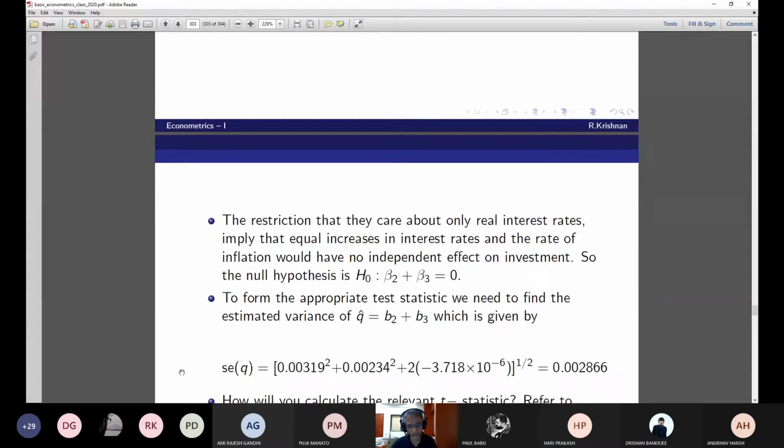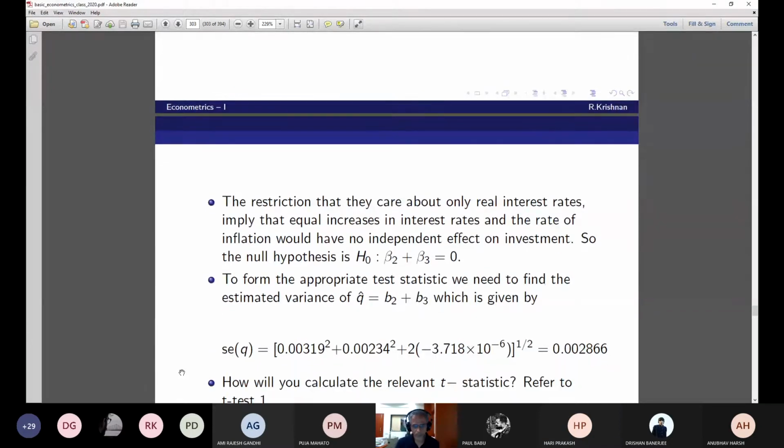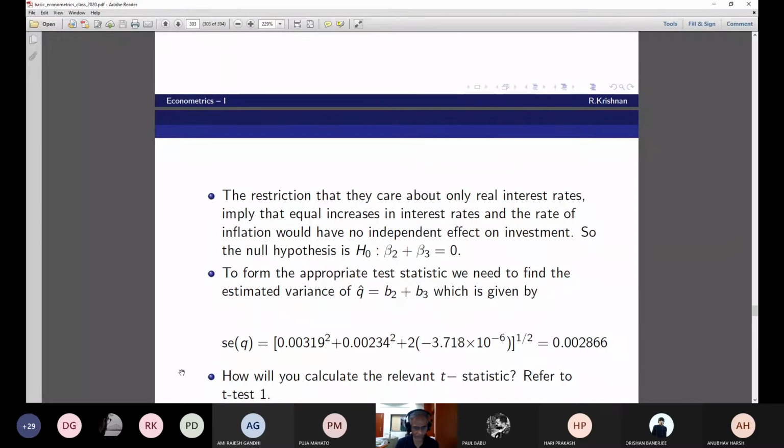Okay, now look at this. This is a common mistake done by people. That's why I'm asking you this question. They take variance of B2 and variance of B3, forget the covariance, and that's the wrong answer. So this is the T. How will you calculate the T statistic? Refer to T test 1.